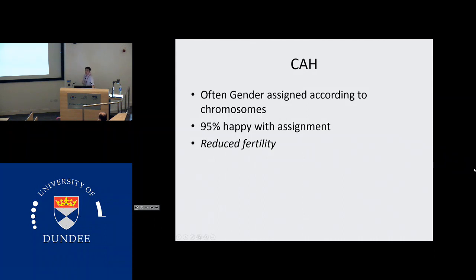Obviously, the parents and the child need a lot of support during their growth and development, and a close relationship with psychology is very helpful. As long as girls are compliant with their medication, their androgen levels can be kept under control, and many of them can maintain their fertility and go on to have children.